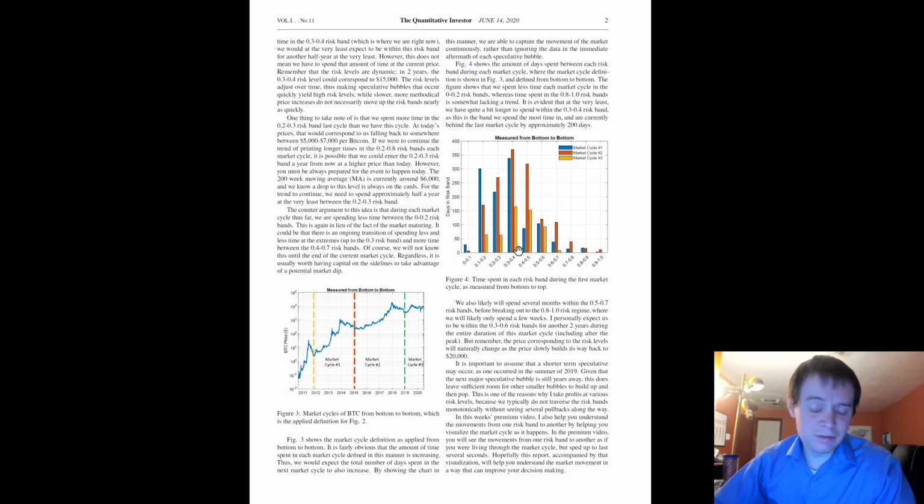From the first market cycle to the second market cycle, the time is going up. And the reason the third one hasn't gone above these yet is just because we're still in the very early stages of the third market cycle. We still have years to go.